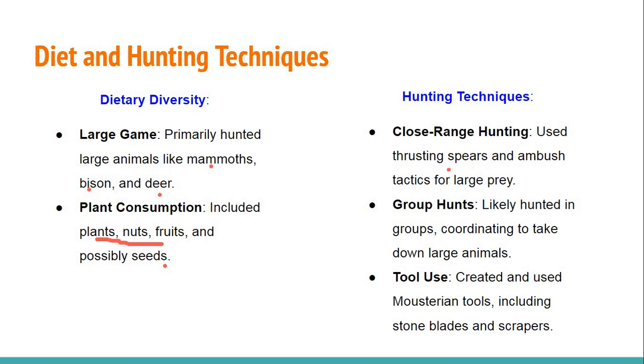They were good hunters. They used thrusting spears and ambush tactics for large prey as they were hunting the mammoths and the bison. The hunting of such big animals requires a group hunt, and so they were successful in group hunting and coordinating to take down the large animals. The tools they were using were of Mousterian culture, which include stone blades and scrapers.